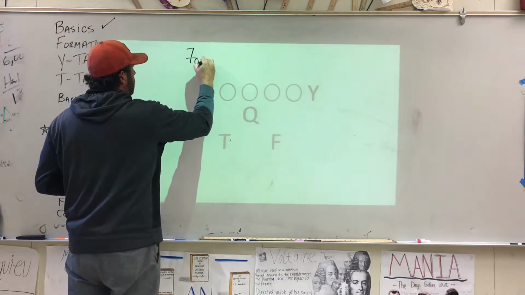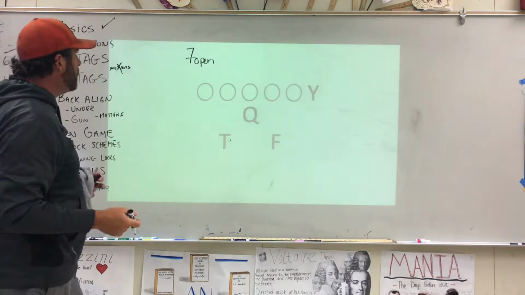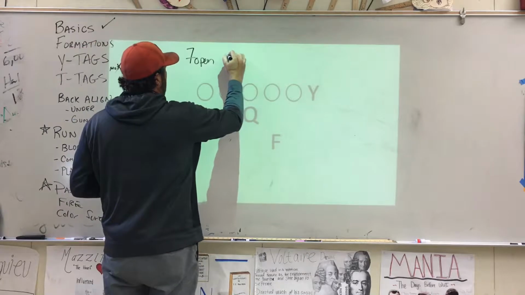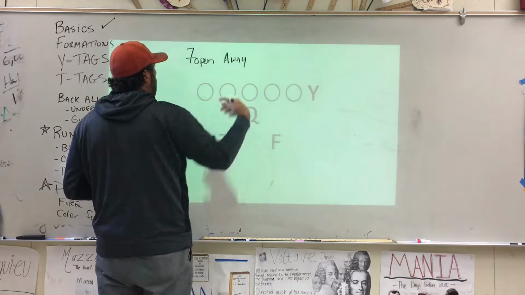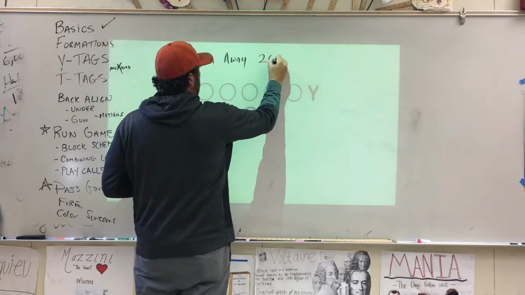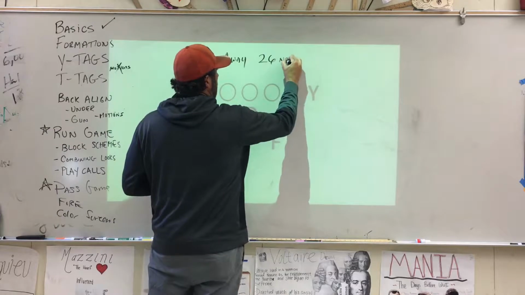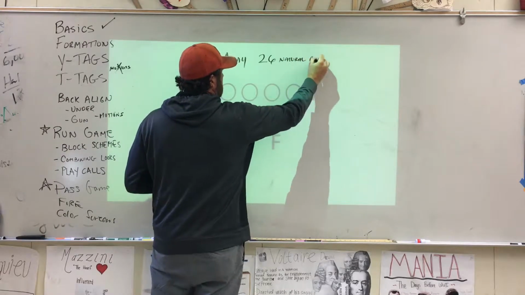Then we're going to add to that formation. That's the formation part, 7 open. And then we have backfield alignment, 7 open away. And then we have the back in the hole. And then we have the blocking scheme. Okay? And this is how we call the huddle.